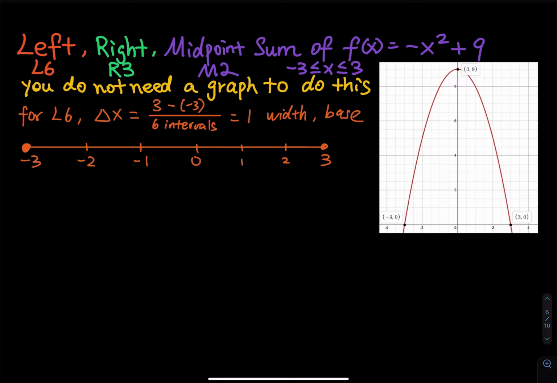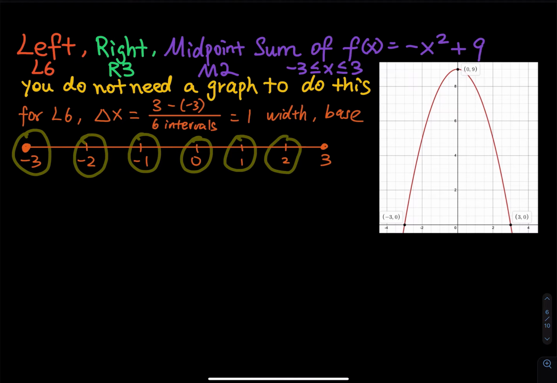And then for the left sum with 6 intervals, we will be going from left to right. If you haven't watched my previous video, please do so. For the left sum, here is the shortcut so that you do not need a graph. All you have to do is follow my next sentence. You go from left to right, and you grab every number except the last number. So you will be taking negative 3, negative 2, negative 1, 0, 1, and 2. We already have six rectangles right here, so you don't need to take the 3.